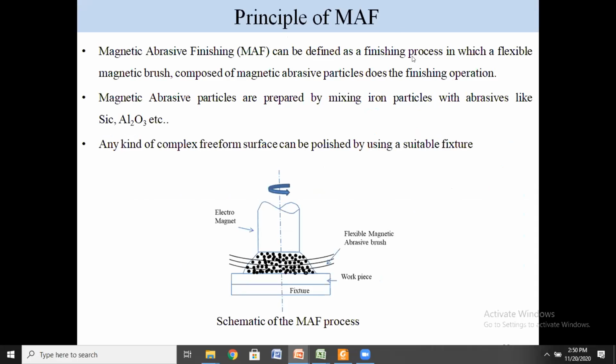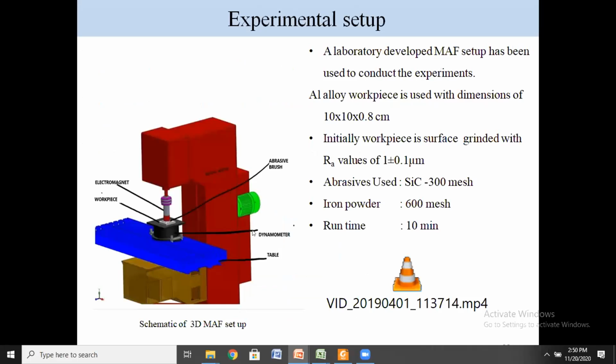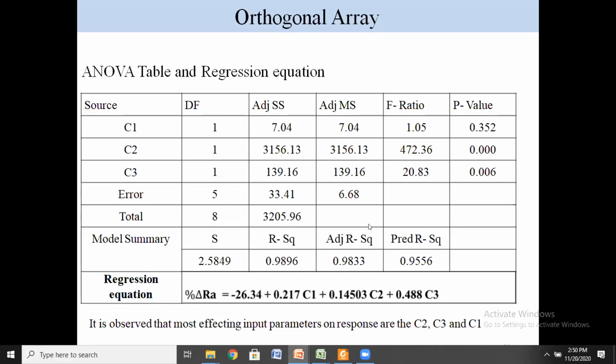It can be defined as a finishing process which uses a flexible magnetic brush composed of magnetic particles for finishing. This magnetic abrasive process uses a flexible magnetic abrasive brush, and it can be easily installed. Basically, if you have a milling machine in your laboratory, you can simply install this. I will tell you the important parts and how to install it. So just watch this video, you will understand.